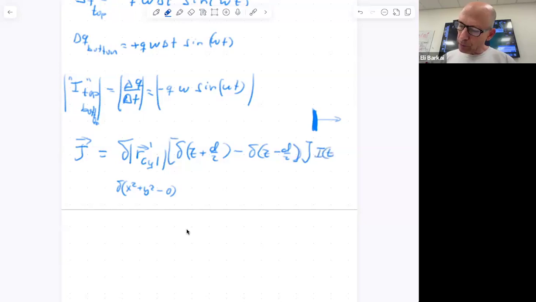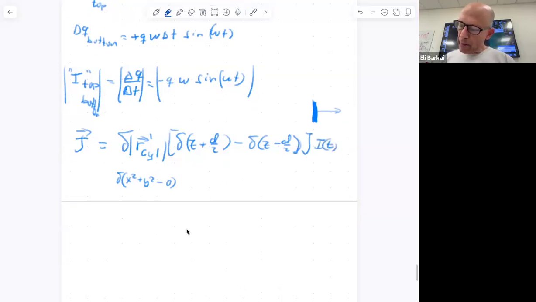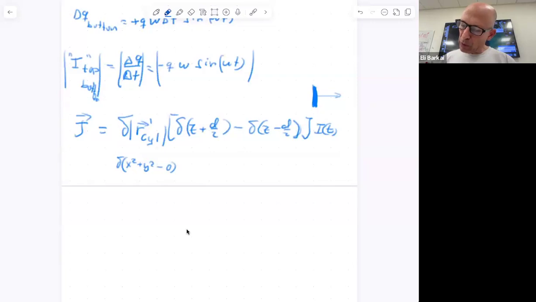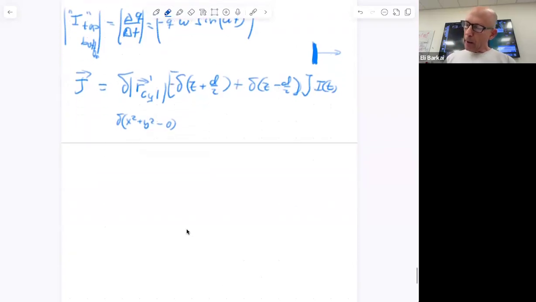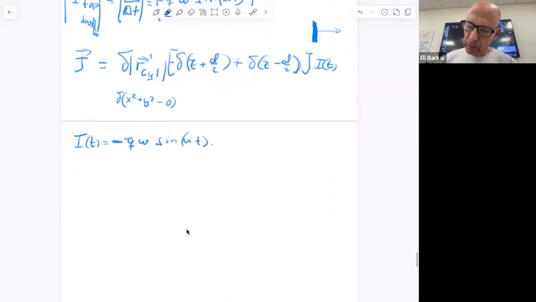I of t. So we have on the bottom and on the top, but this is actually the top. I think it has to be like this. And I of t is simply, no, I of t is minus q omega sine omega t. Is this more or less clear?